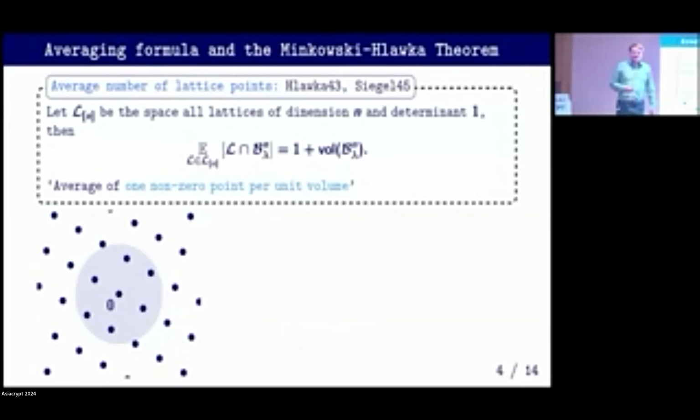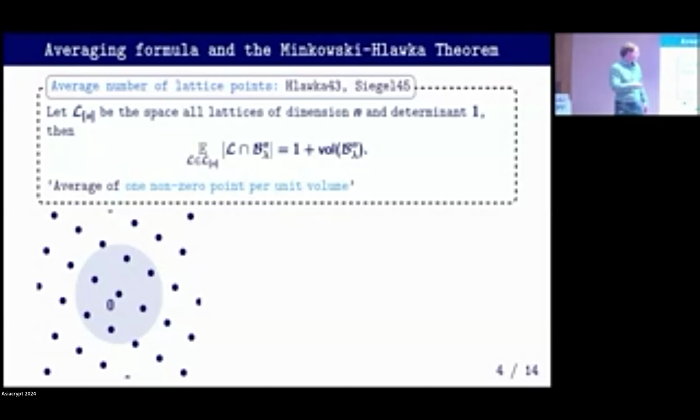And so why is it easier to say something about the average? Well, that's because we have these very strong results already by Rogers and Siegel from 1943 and 1945, which say that if we draw some ball in space and count all the lattice points that fall inside of it, and now we sample our lattice from this random distribution, then the number of lattice points that fall inside this ball is essentially completely determined by the volume of the ball.